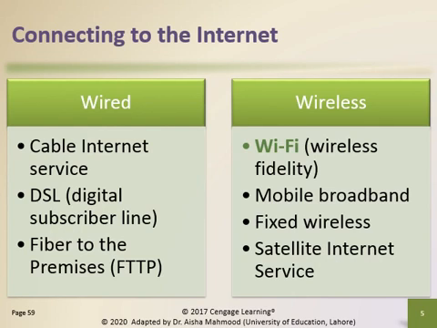Then comes the fixed wireless that provides high-speed internet connections using a dish-shaped antenna on a building, such as a house or business, to communicate with a tower location via radio signals. The fourth and the last one is the satellite internet service that provides high-speed internet connections via satellite to a satellite dish that communicates with a satellite modem.